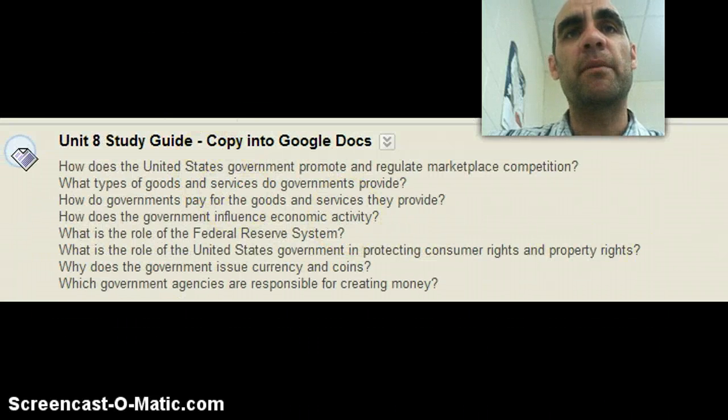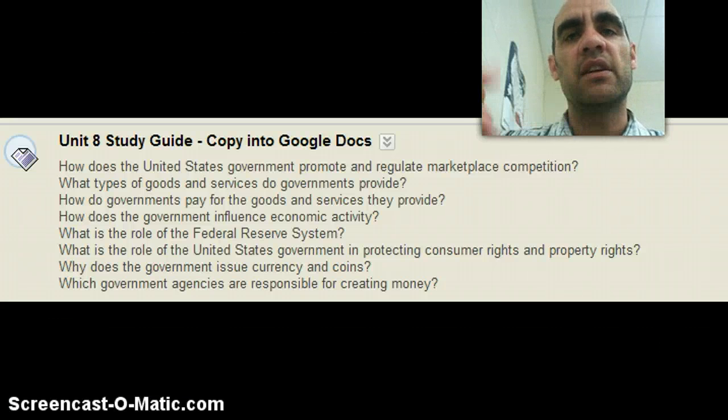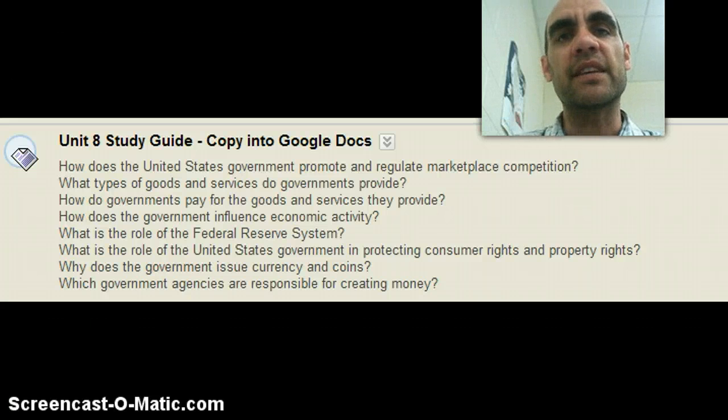The role of the government in protecting consumer rights and property rights. Remember we talked about contracts. A number of you said you went with your parents when they signed their contracts to buy their houses. Just all the papers you have to sign. That's a contract you're signing with the bank you're borrowing the money from and from the people you're buying the house or selling the house to. And those can be protected in court.